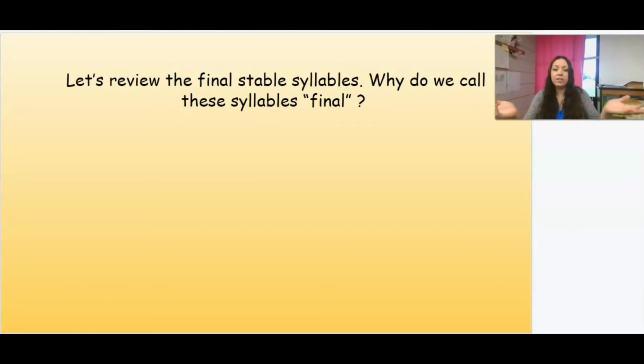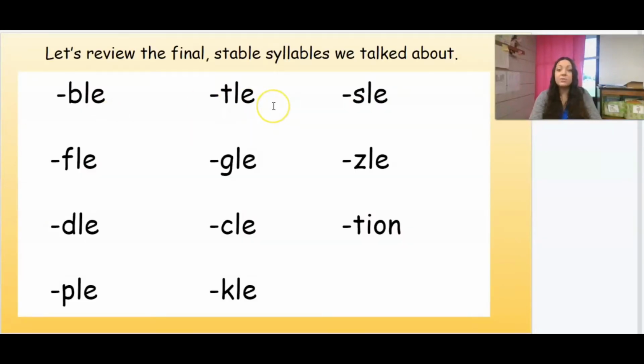And it says, why do we call these final? Because they are at the end of words. Now, sometimes we might have a suffix afterwards, and that's okay. But at the end of the root word, it's going to be that final stable syllable. All right, let's review our final stable syllables we talked about, okay?